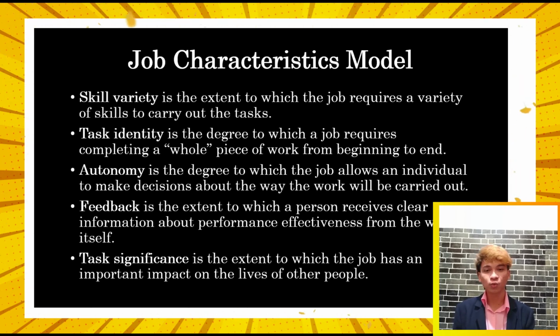Next is autonomy. It is the degree to which the job allows an individual to make decisions about the way the work will be carried out. Next is feedback. It is the extent to which a person receives clear information about performance effectiveness from the work itself. And the last one is task significance. It is the extent to which the job has an important impact on the lives of other people.